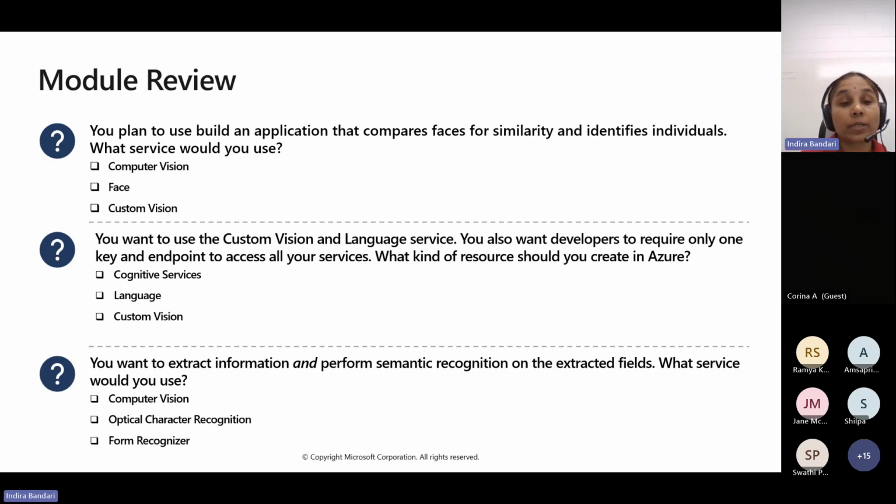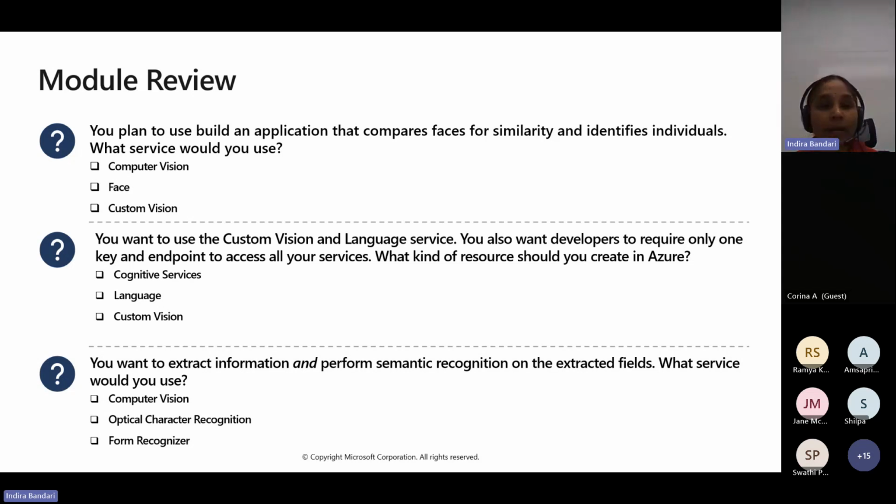Just look at the question. You want to extract information and perform semantic recognition on the extracted fields. So, what service would you use? Yes, Hilpa and Kohli. Yeah.